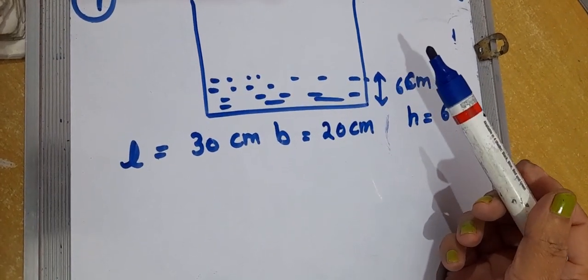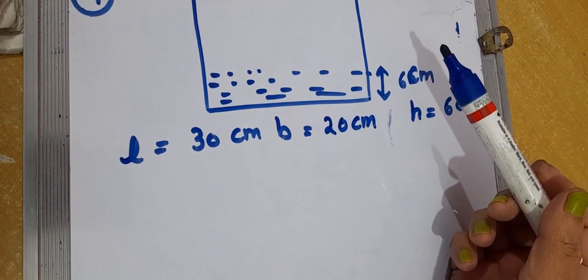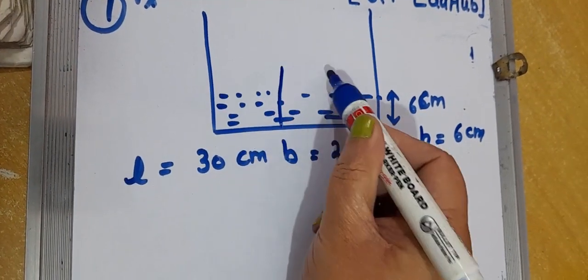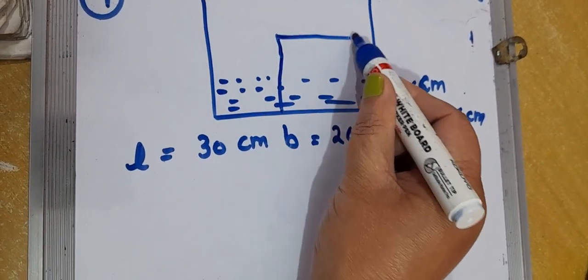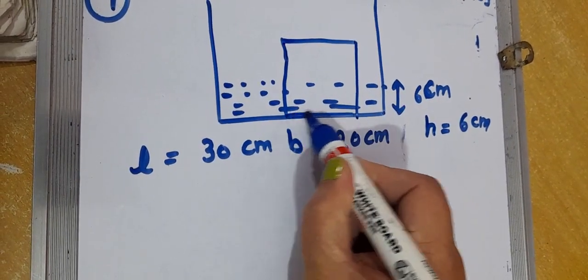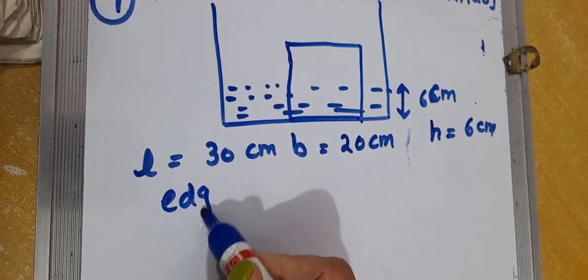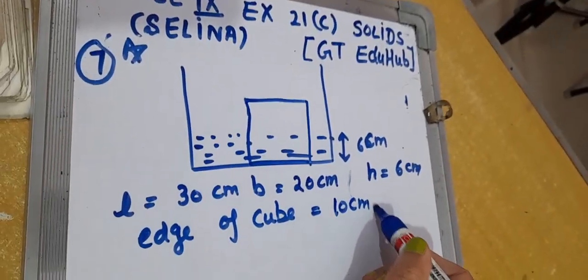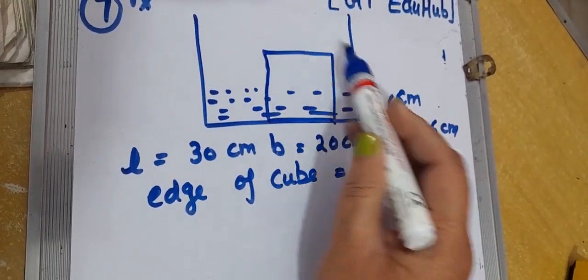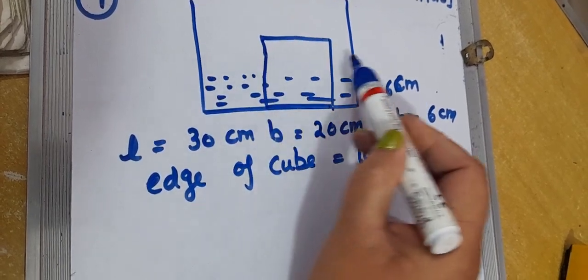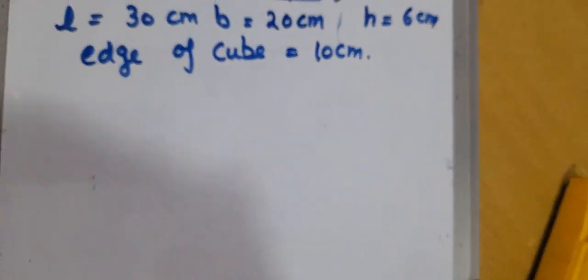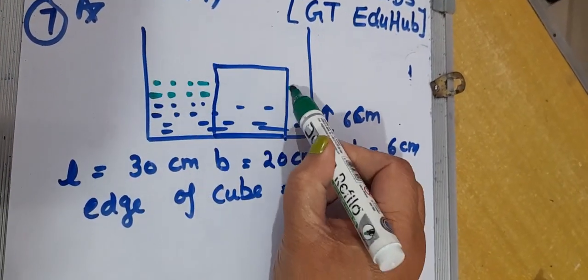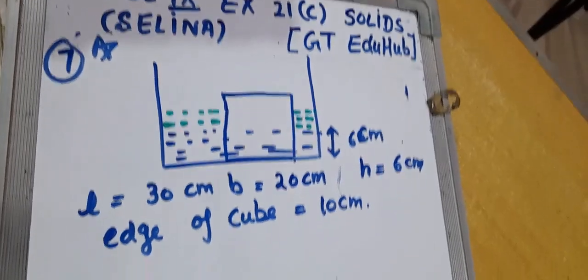Now we are given that a metal cube whose side is 10 centimeter is poured in it. So students, we have put a cube in it. Let this be the metal cube whose edge is 10 centimeter. Naturally, when we put a cube in a bucket or vessel, the level of water will rise. Naturally it will rise up to some portion. Let it be the new level. But still the cube is not completely submerged.